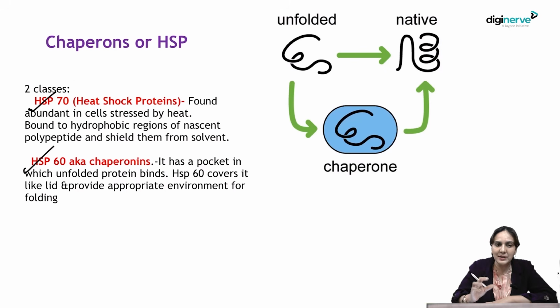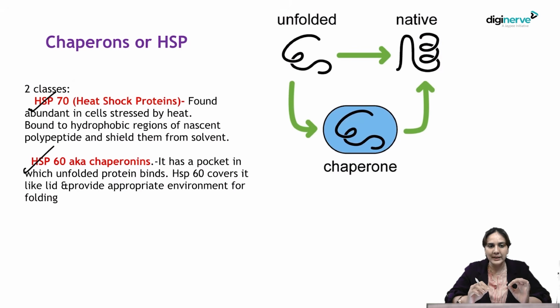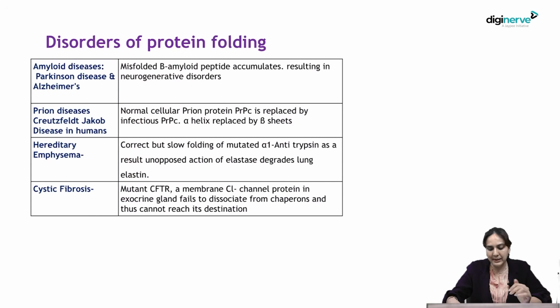The first one is heat shock protein 70 and the second is 60, which has a pocket in which unfolded protein binds, and this covers it like a lid and provides an appropriate environment for folding. So these two types of proteins, heat shock protein 70 and 60, help the proteins to fold so that they can become biologically active. So what will happen if these proteins are not folded properly?